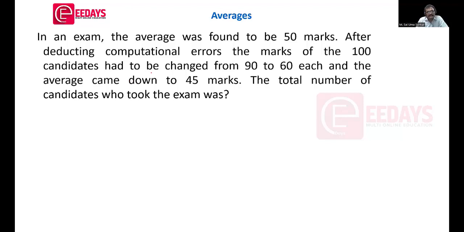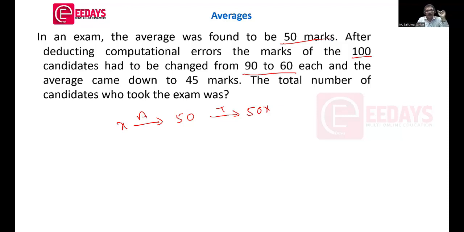Next, in an exam, the average was found to be 50 marks. After detecting computational errors, the marks of 100 candidates had to be changed from 90 to 60 each, and the average comes down to 45 marks. Find the total number of candidates who took the examination. Suppose total number of candidates is equal to X. Average is equal to 50. What is the total? That is equal to 50X or not?